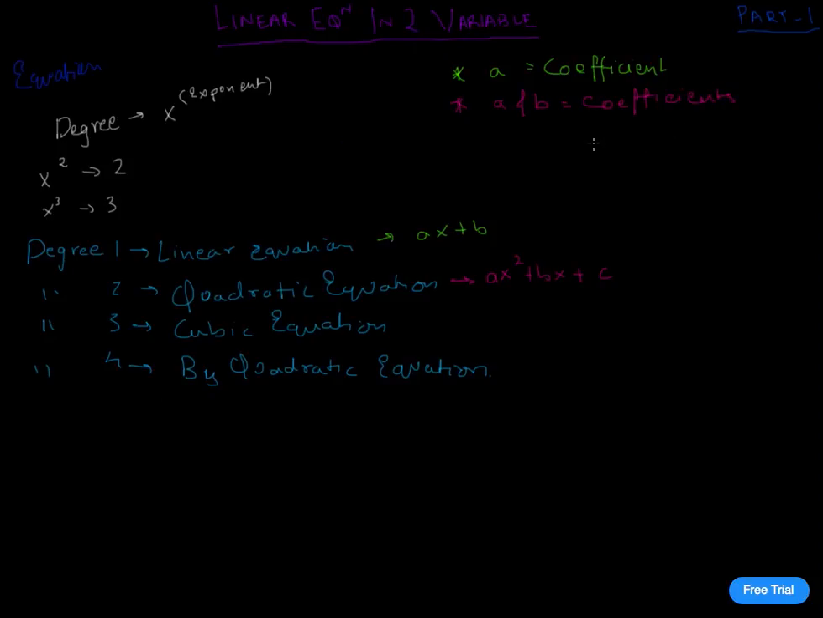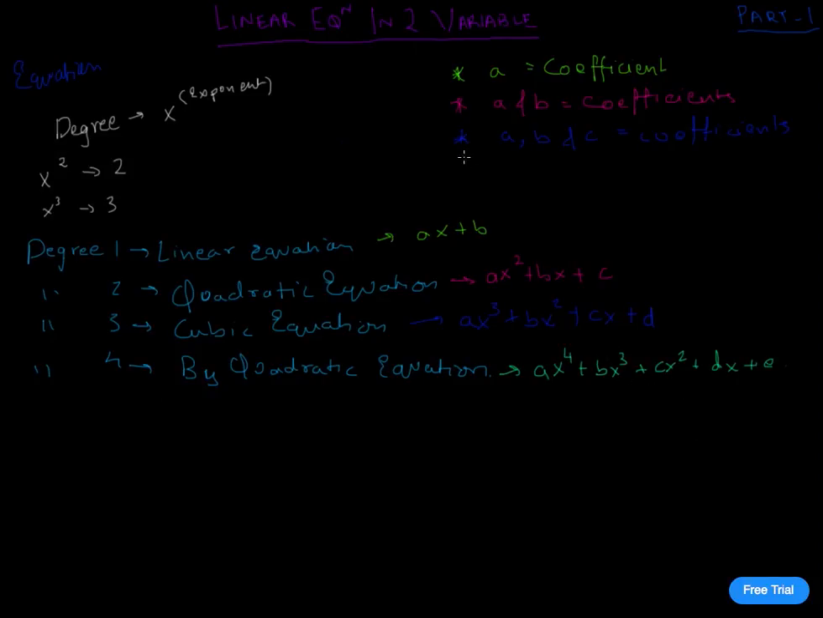Right? And in this c is a constant. Then the cubic equation has to be of the form ax cube plus bx square plus cx plus d. Here a, b and c are coefficients, right? In the biquadratic equation, it has to be of the form ax raised to the power 4 plus bx cube plus cx square plus dx plus e, right?